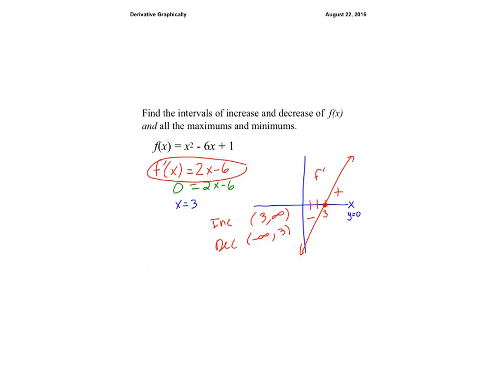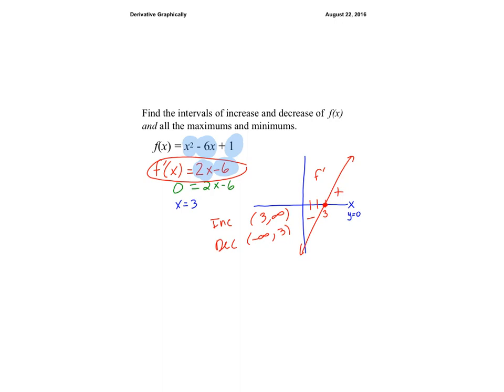Find the intervals of increase and decrease of f of x and all the maximum minimums. Let's do this. Well, it's already been done. So let's go ahead and talk about it. I'm going to use my highlighter. So we have x squared, which becomes 2x. Then we have negative 6x, which becomes negative 6. And that becomes 0. So the derivative equals negative 2x minus 6.